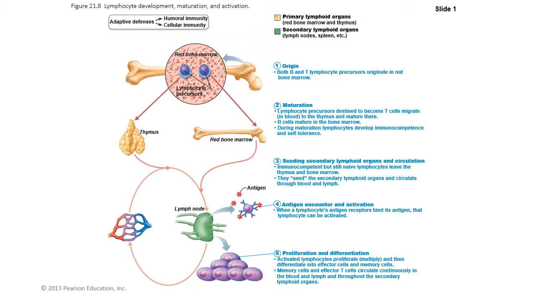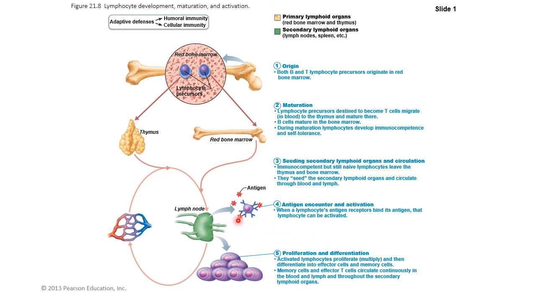So as far as lymphocyte development and maturation, both B and T lymphocyte precursors originate in the red bone marrow. And then they migrate. The T lymphocytes end up in the thymus, and they develop their immunocompetency there. B lymphocytes develop their immunocompetency in the bone marrow. And then they seed the secondary lymphatic organs. So the immunocompetent but still naive, because they haven't been exposed to anything foreign yet, they leave the thymus and bone marrow. They seed the secondary lymphoid organs and circulate through the blood and lymph. And then they encounter the antigen and they become activated.